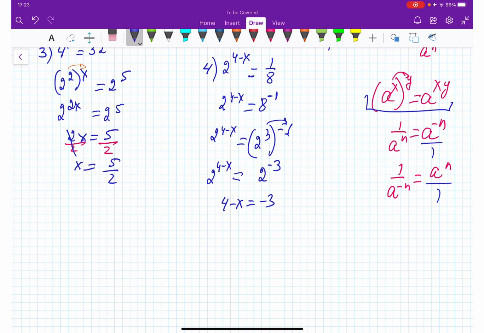Since my x is negative, I rather move this x on this side, get positive x. And negative 3 I will move on this side, get positive 3. Just to remind you, every time you move over equal sign any term, you are flipping the sign. Positive will become negative, negative will become positive. And from here, x will be equal 7.